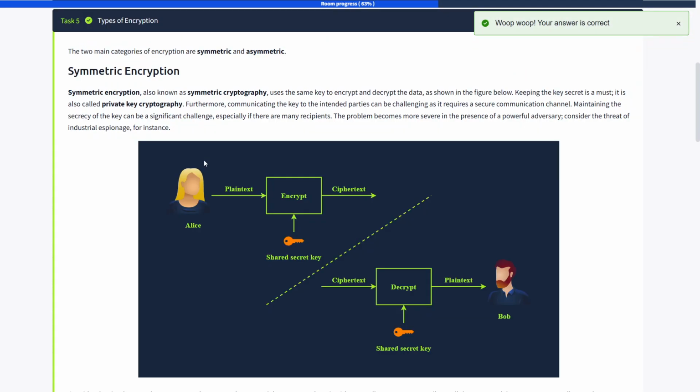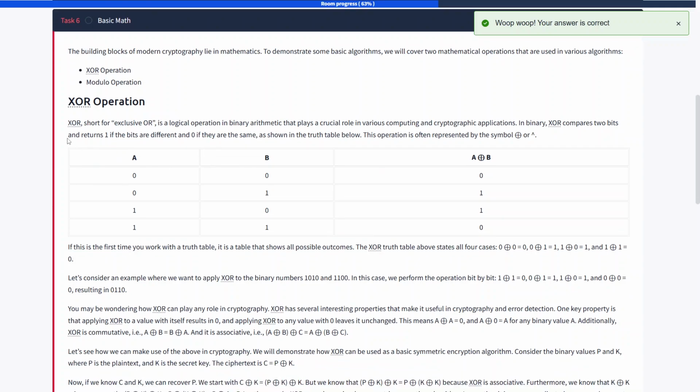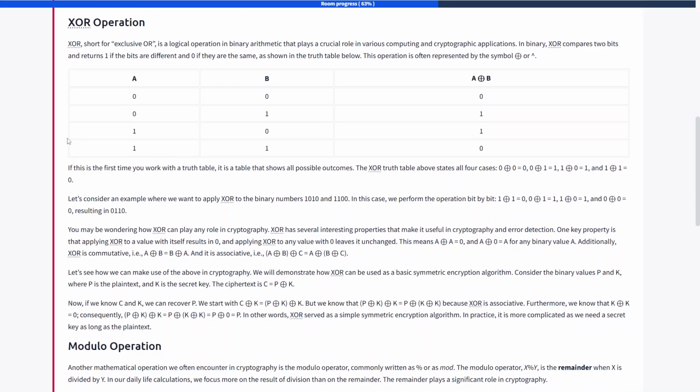Okay, now let's move to task 6, basic math. The building blocks of modern cryptography lie in mathematics. To demonstrate some basic algorithms, we will cover two mathematical operations that are used in various algorithms: XOR operation and modulo operation. XOR, short for exclusive OR, is a logical operation in binary arithmetic that plays a crucial role in various computing and cryptographic applications. In binary, XOR compares two bits and returns 1 if the bits are different and 0 if they are the same, as shown in the truth table below. This operation is often represented by the symbol plus with a circle, or a caret.